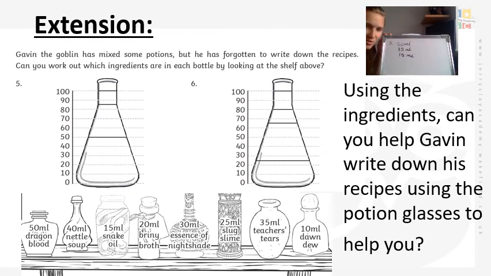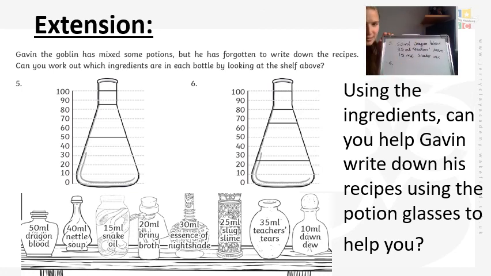So I know that they're the ingredients. Now I need to look on the bottom to see which one is worth which. So I could have dragon blood, which is my 50 millilitres. 35 millilitres is my teacher's tears. And the final 15 is snake oil. Now these could have been what you have got. You could have as well, actually, say for example for 35 millilitres, you could have said that it was snake oil and brainy broth, because you could have added the two together.